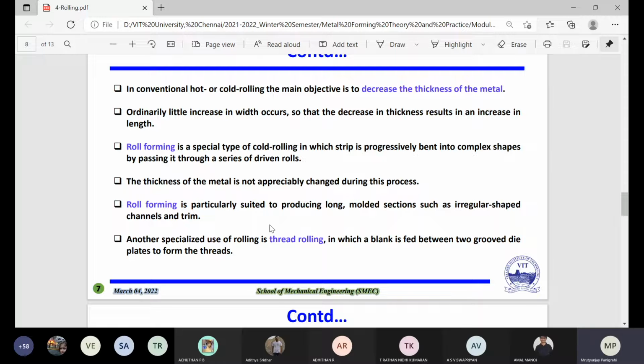Of course, we are not going into detail, but if you want to find out about thread rolling or whatever new techniques you have, you can just go to that book. You will find it in detail. I'm not going into detail because we only have to understand the different kinds of classification and the different kinds of rolling mills. We just have to understand that, okay, that's why I just put it. But if you want to go into detail, you can have a look in the book. Fine. Is it clear?